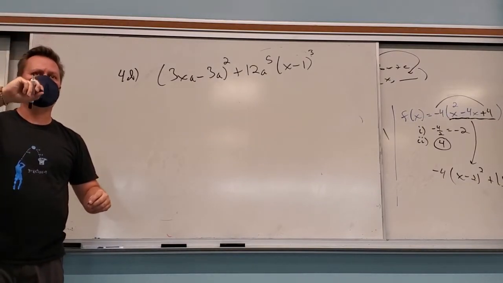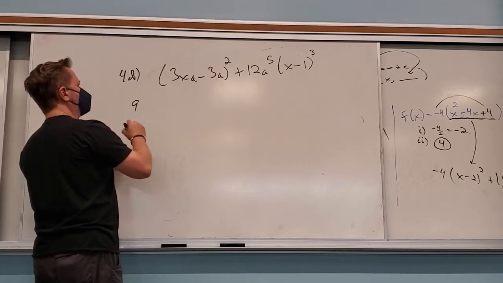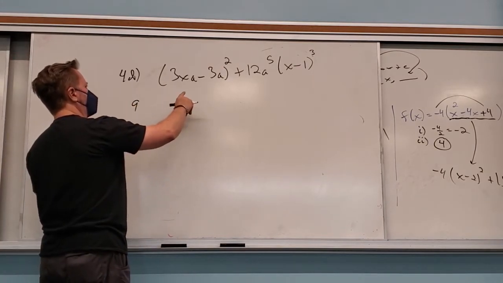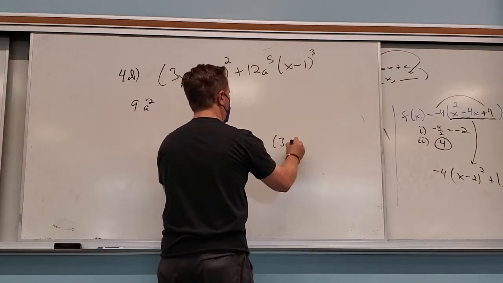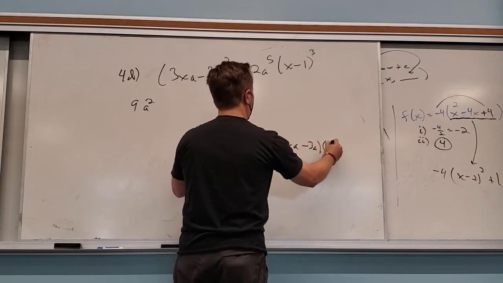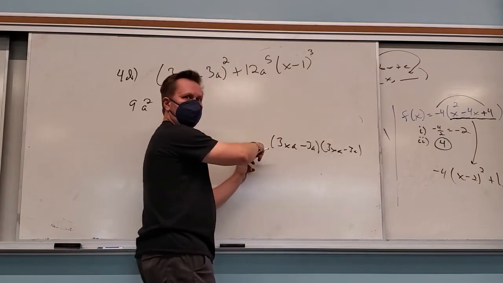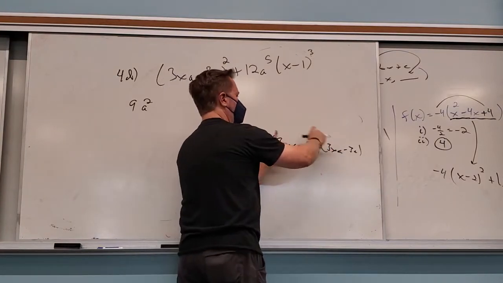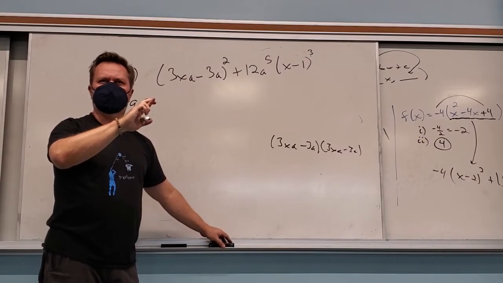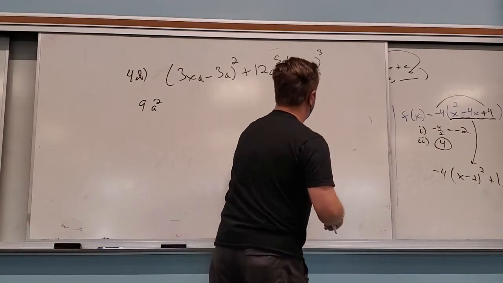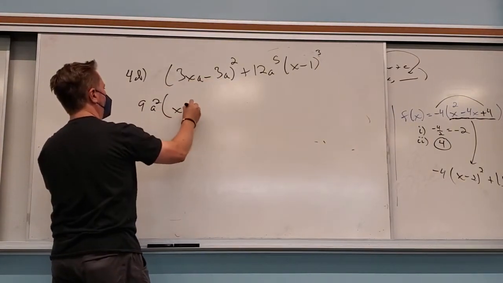So it's a 9. 3 squared comes out. What else comes out? A squared. A squared comes out. So again, just to show you, wouldn't this be 3xa minus 3a times 3xa minus 3a? Wouldn't each of these give a 3? 9. Wouldn't each of these give an a? A squared. Right? So it's a shortcut. And what's left would be x minus 1.